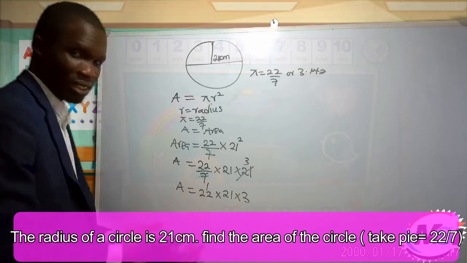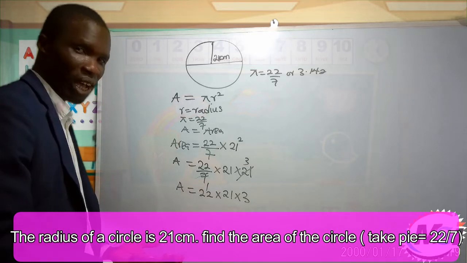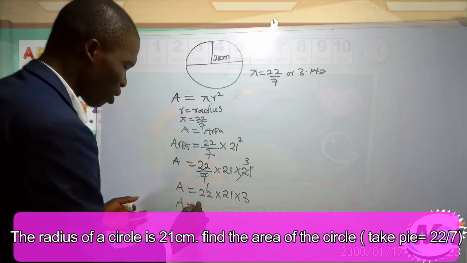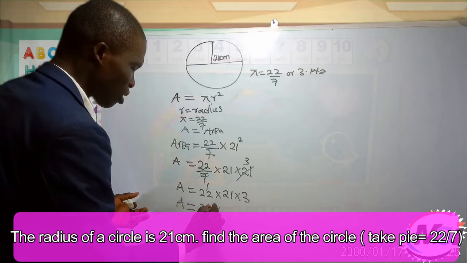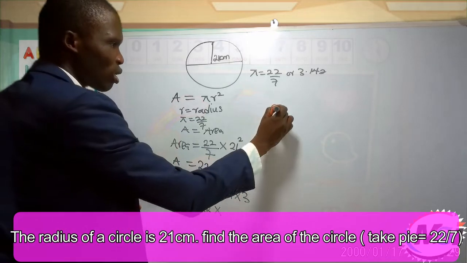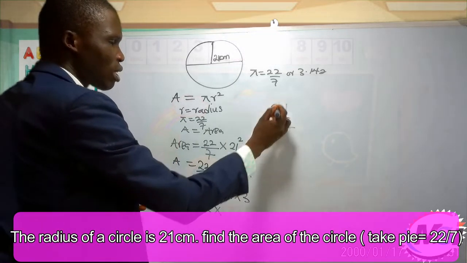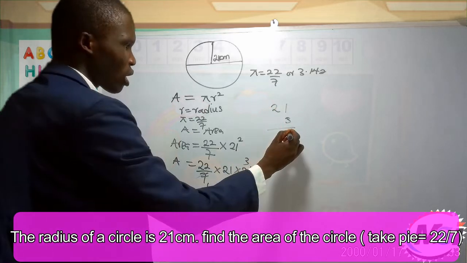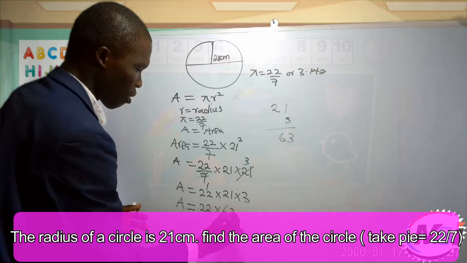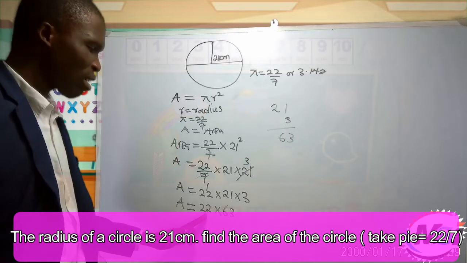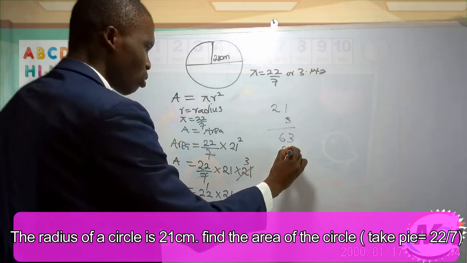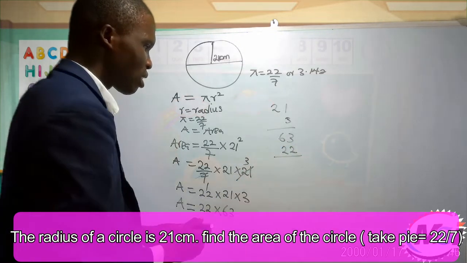Divided by 1 is still the same. You don't need to divide it by 1. It still gives you the same answer. So this will give us 22 times, let's multiply 3 multiplied by 21. 21 multiplied by 3. 3 times 1 will give us what? 3. 3 times 2, 6. So this will give us 63. Now we want to multiply 22 multiplied by 63. What are we going to get? 22 multiplied by 63.